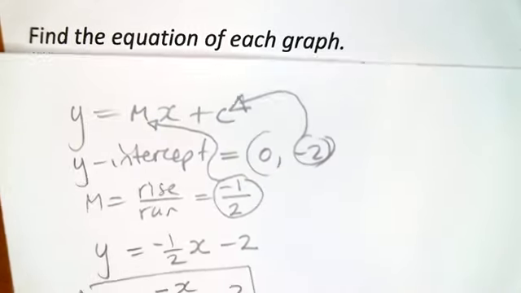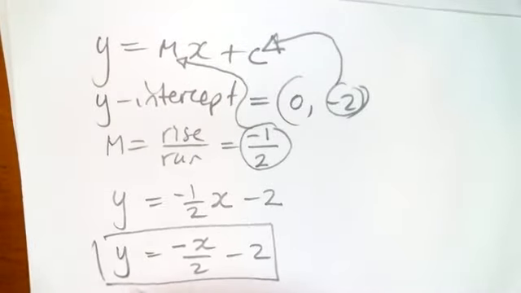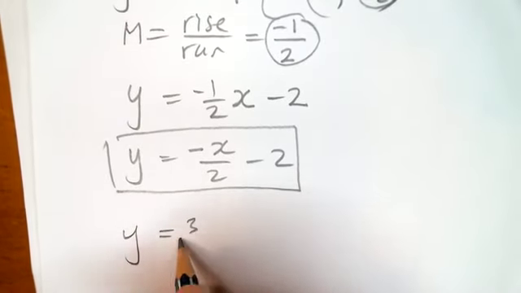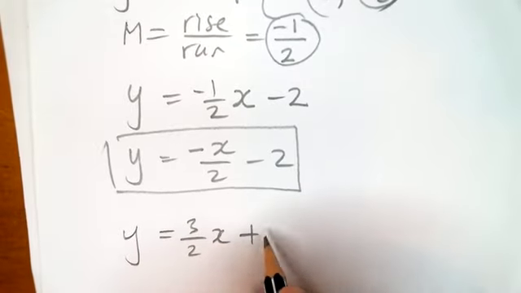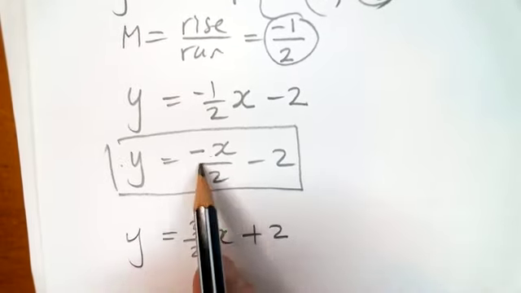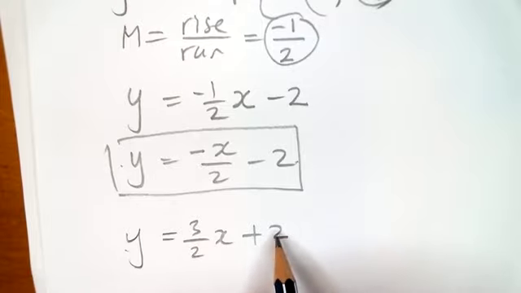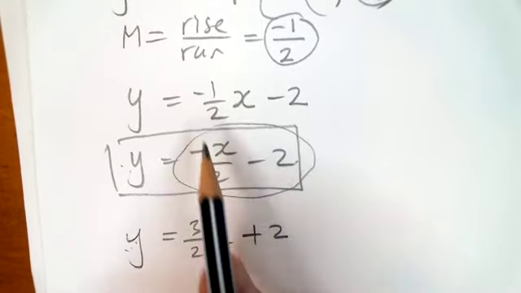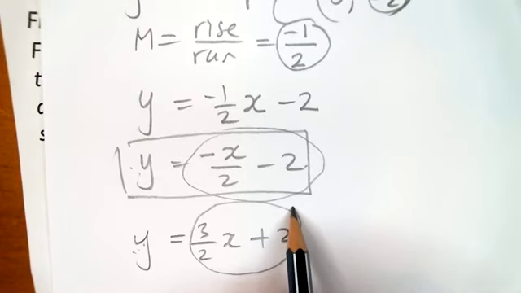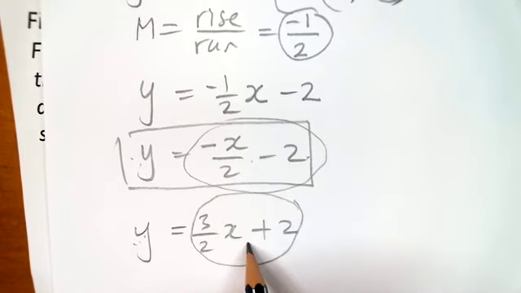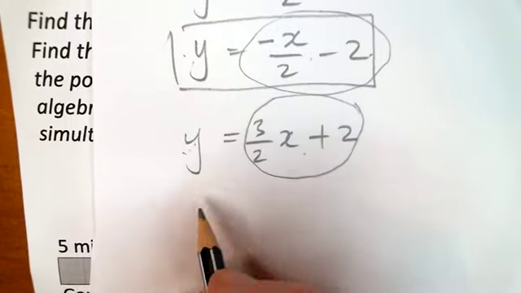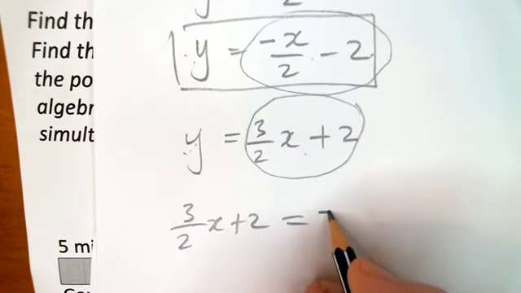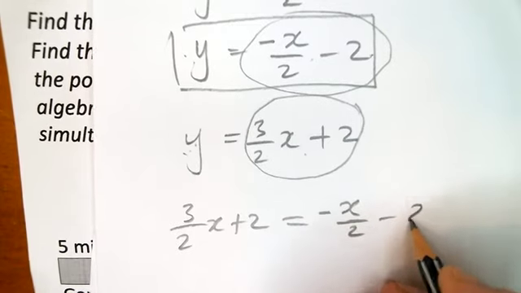Well, let's have a look. Here's one equation, and the other equation was y is equal to 3 over 2x plus 2. Now, because y is equal to this and y is equal to this, that means that y must be equal to y, and all of this must be equal to all of that. So I can just make this equal to that. Well, let's go ahead and do it. So I've got 3 over 2x plus 2 is equal to negative x on 2 minus 2.